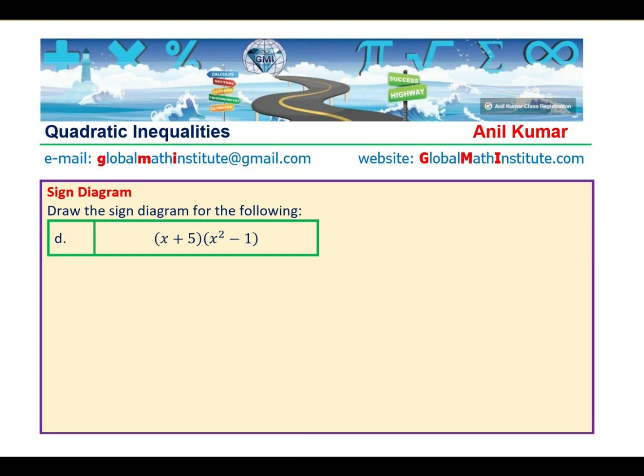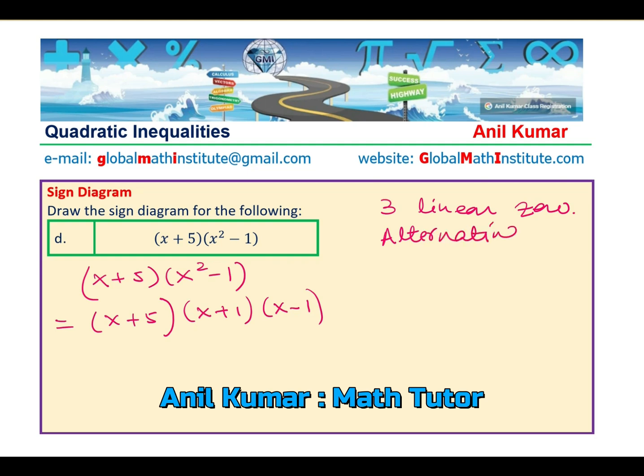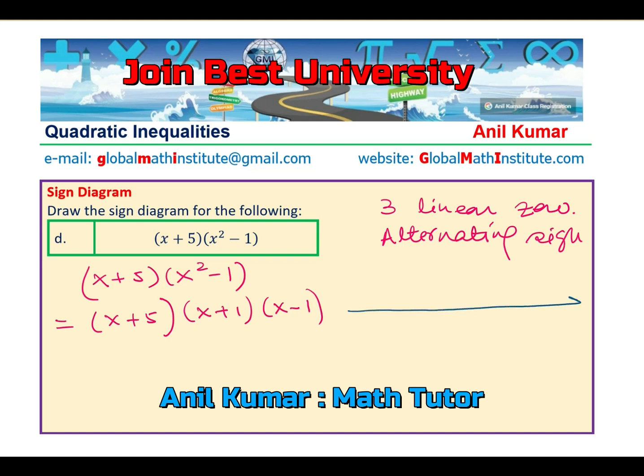Now, here, the question is very interesting. We are given x plus 5 times x square minus 1. Now, x square minus 1 can be factored, right? So, it can be written as equal to x plus 5 times x plus 1 times x minus 1. So, we have three zeros, and all the three zeros are linear zeros, right? So, we have three linear zeros. That means alternating sign. So this really helps because we need not test each and every interval, correct?